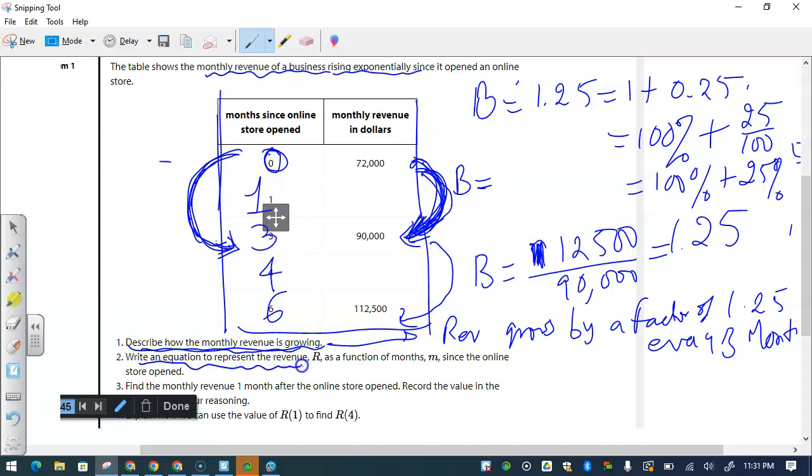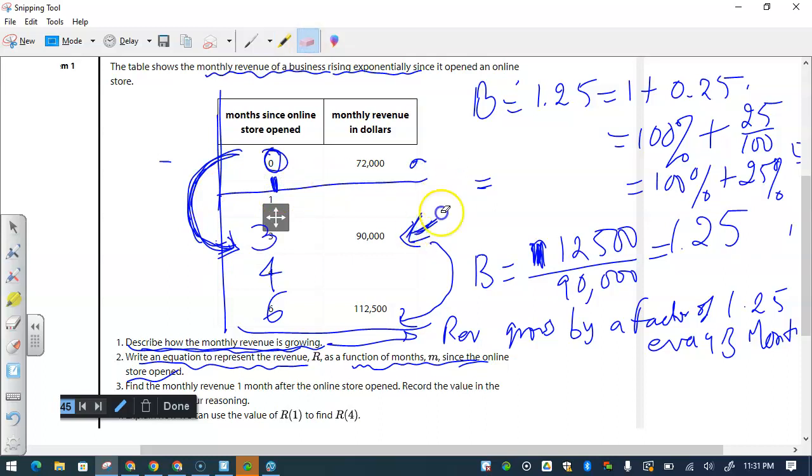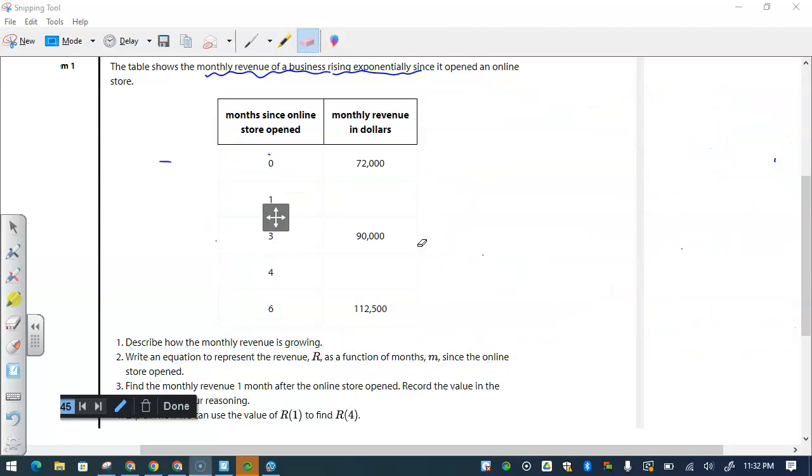Next question: write the equation to represent the revenue as a function of months since the online store opened. So we need to write this down. If you see this, there is a one here. You're given a one, so I'll put a one here. They didn't give us two, so let me clean this up.